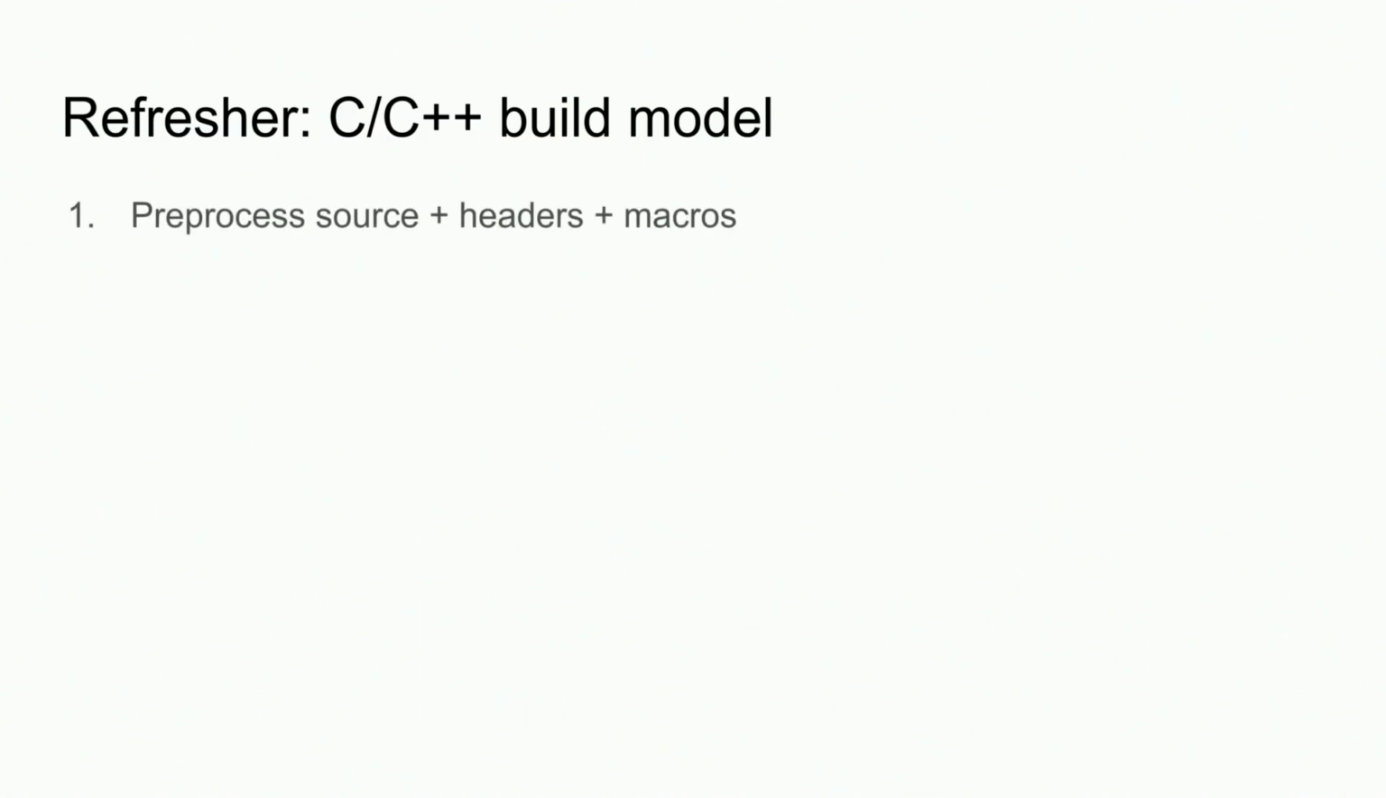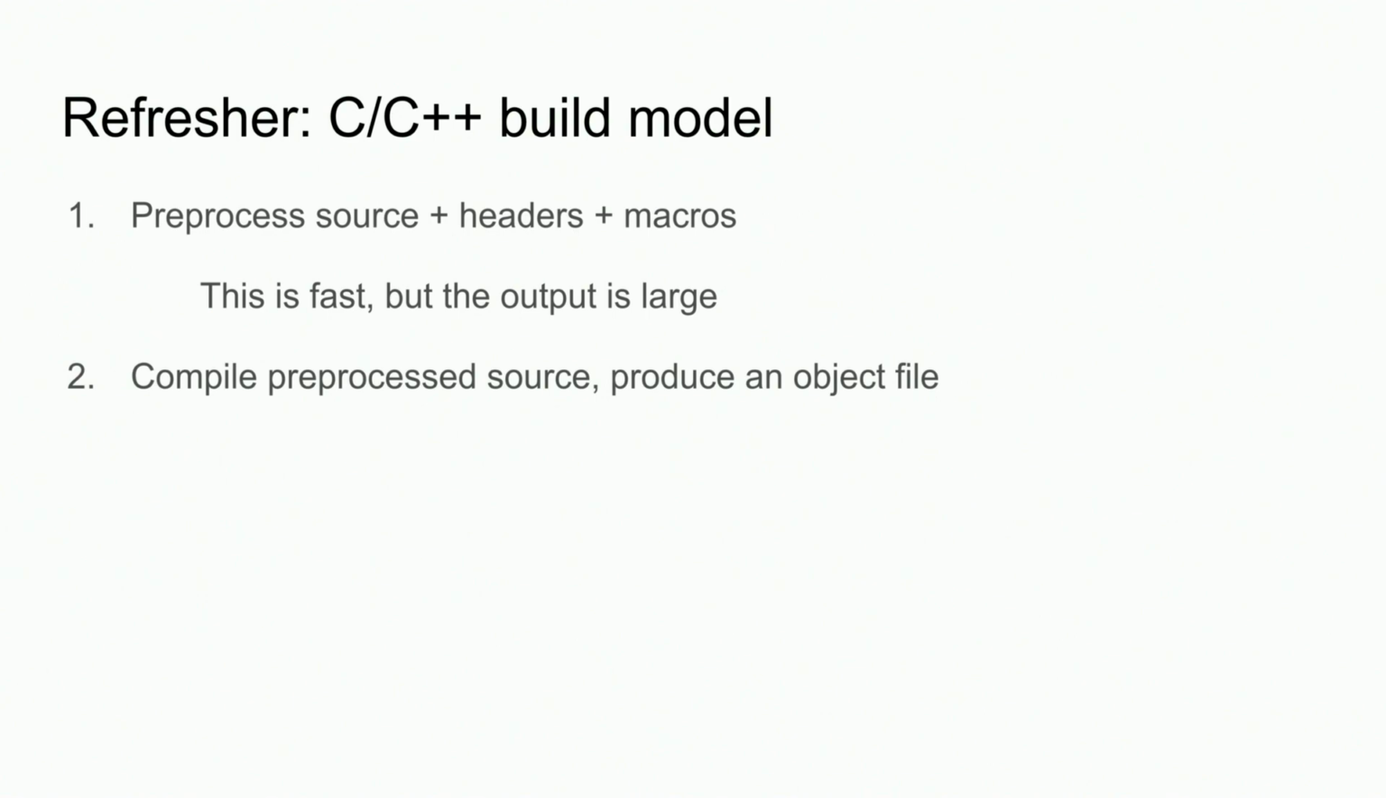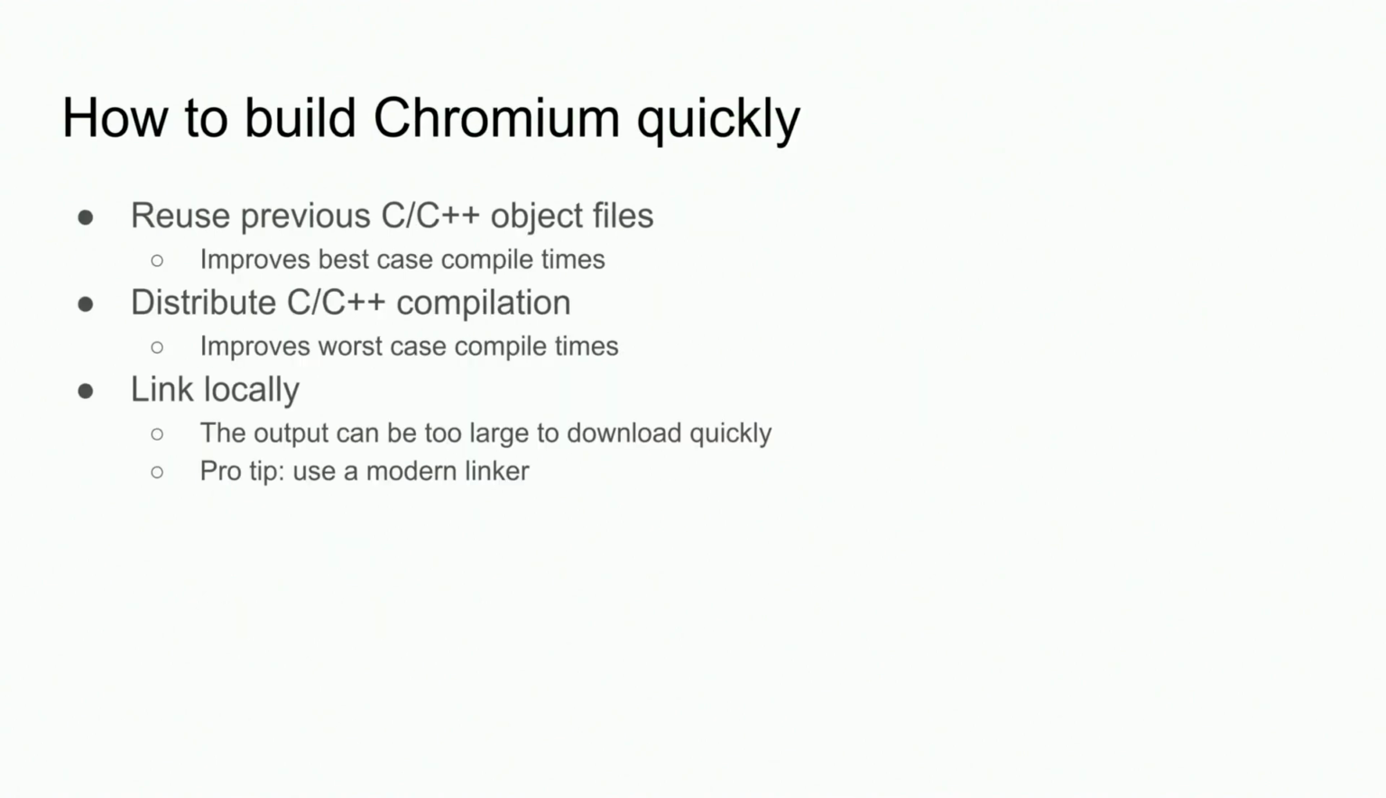So just a quick refresher of the C++ build model, since that's the majority of the Chromium build. You first have to pre-process source plus headers plus macros, and you get a large pre-processed source. Then you have to compile that source to produce an object file, which can be slow, and you have to eventually link that with a bunch of other object files when you're done, and that can be very slow. So to build Chromium quickly, the strategy that's employed is to reuse as much as possible, to distribute as much as possible, and to link locally.